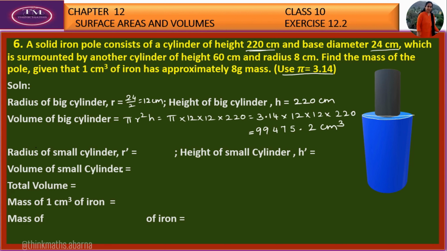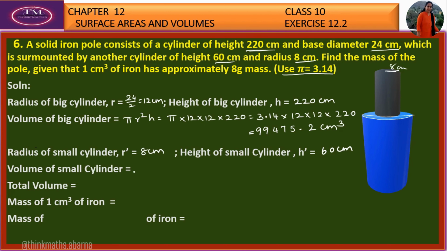Now we have to find out the volume of the small cylinder. So what are the dimensions given? They are the dimensions of the small cylinder. So the height of the small cylinder, h dash, is 60 centimeter, and the radius of the small cylinder is directly given. So radius is given as 8, so it is 8 centimeter.